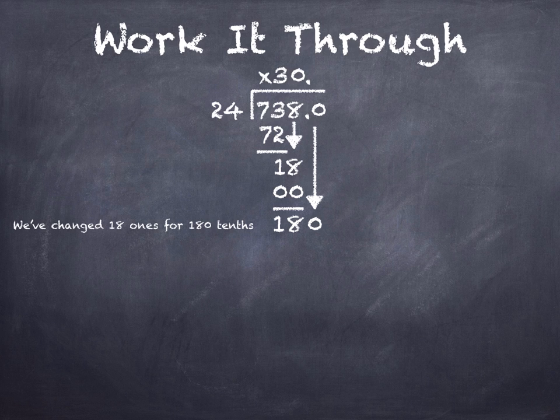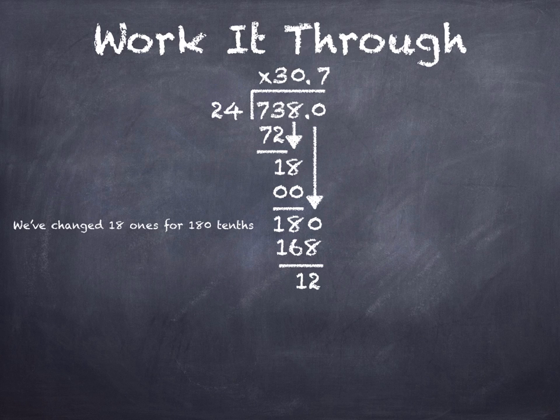So we've changed 18 ones for 180 tenths, and we can figure out, okay, if I'm splitting those 180 tenths into 24 groups, how many can I fit in each group? And I can fit about 7. 7 times 25 would be 175, so 7 times 24 seems a pretty good option. That would give you 168 things. We keep going just like we would normally do, and now we have 12 left over. So we had 180 tenths, we put 168 tenths into groups, and I've got 12 tenths left over.